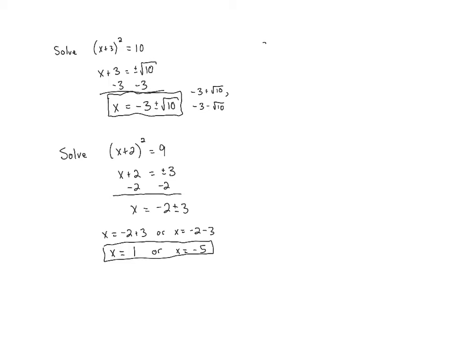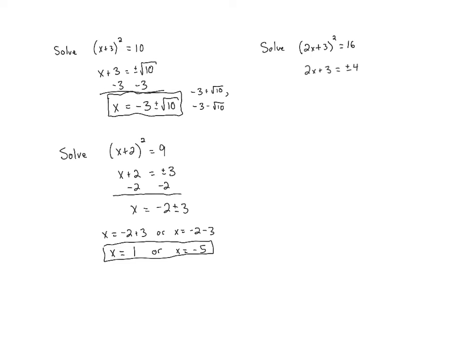Let's look at one more. This time we're going to solve (2x + 3)² = 16. Again, we have an equation in the form something squared equals a constant, so we can use the square root property. When we do that, we're left with 2x + 3 on the left, and then on the right, plus or minus 4, because 4 is the square root of 16.